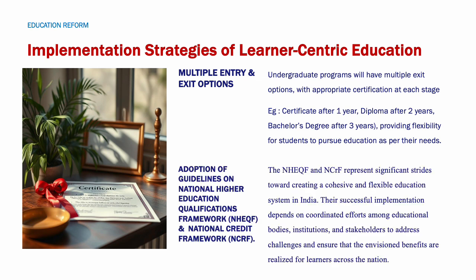The adoption of guidelines on National Higher Education Qualifications Framework and National Credit Framework is another implementation strategy. These represent significant strides towards creating a cohesive and flexible education system in India. Their successful implementation depends on coordinated efforts among educational bodies, institutions, and stakeholders to address challenges and ensure that the envisioned benefits are realized for learners across the nation.